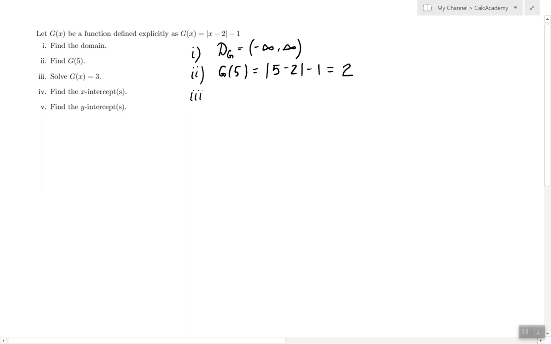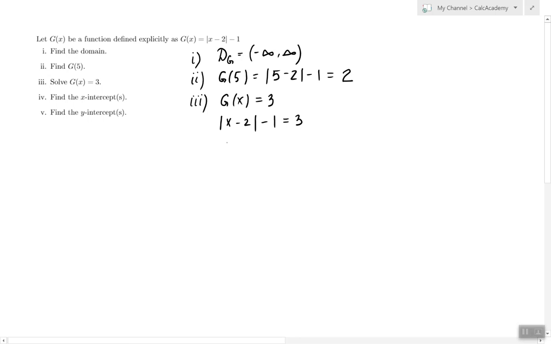Now what does it mean to solve this equation? To solve this equation means we replace the g of x with what it stands for, so with this absolute value expression, and as a result we have an equation in one variable, which we definitely know how to solve from algebra. So to solve it, we're going to isolate the absolute value and then split it into two equations and then solve each one individually. So the solution to this equation, there are two solutions, -2 and 6.